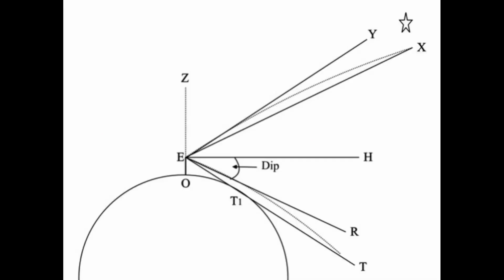In this diagram, the observer's eye is at E. H is the horizontal direction from the observer, T is the tangent to the horizon point the observer thinks they're looking at, but R is the refracted position of the horizon, the direction they're actually looking at. The angle from H to T would be the dip if there was no refraction, and the angle from H to R is the refracted dip angle.